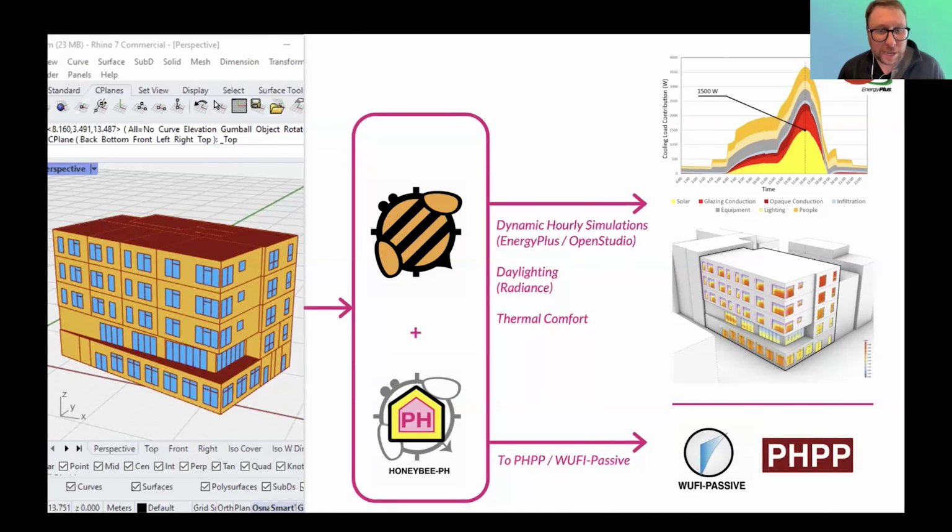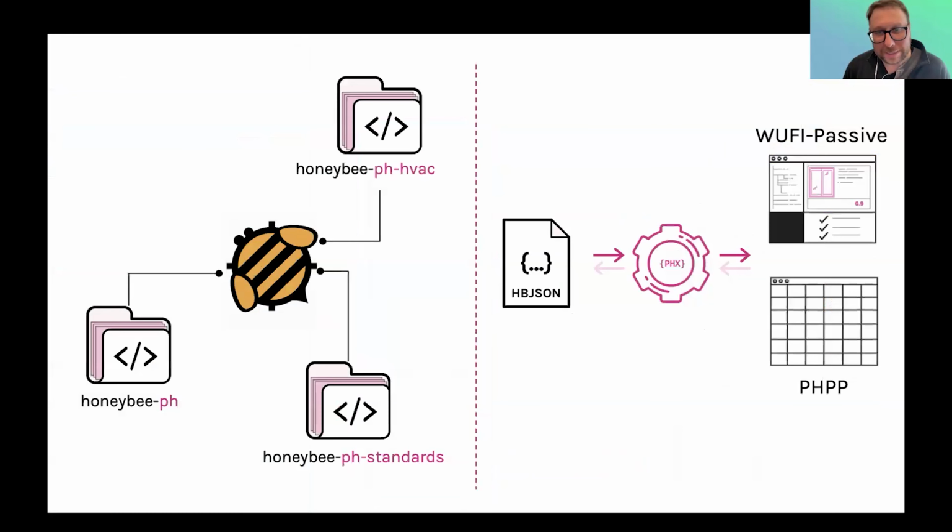And this Honeybee-PH extension now allows us to take that exact same model and push it off to WUFI-Passive and PHPP. So you take the same model that you're using to do your daylighting, the same model that you're using to do your detailed hourly simulations and thermal comfort simulations, and then also push that out to PHPP and WUFI-Passive. So, but what is it? What is Honeybee-PH? Fundamentally, it's two, maybe three things. So on one side, we have a whole set of new, what we would call code libraries, extensions to Honeybee.